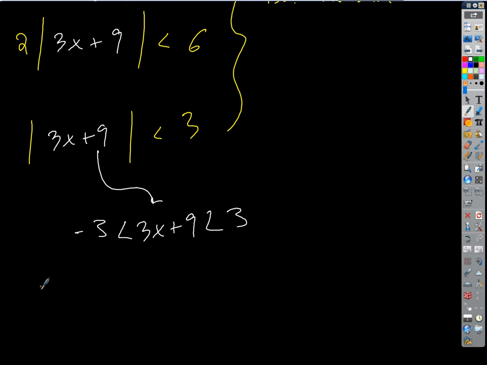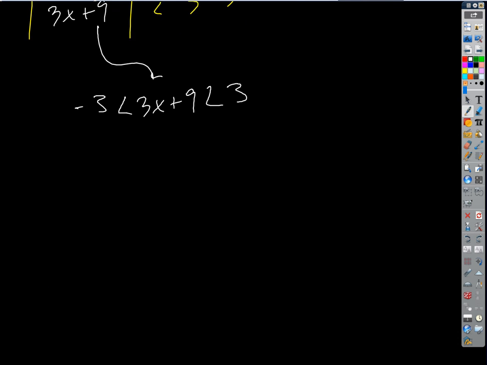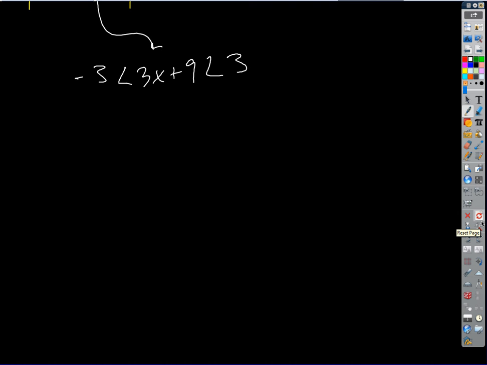We did that at the beginning of the year. We know how to solve those. I have to isolate x like I normally would, right? What are the steps I do to all three parts of that compound inequality to isolate x? Subtract 9. So that's going to give us 3x in the middle. 3 minus 9 is negative 6. Negative 3 minus 9 is negative 12. Good. And then what's the last step?